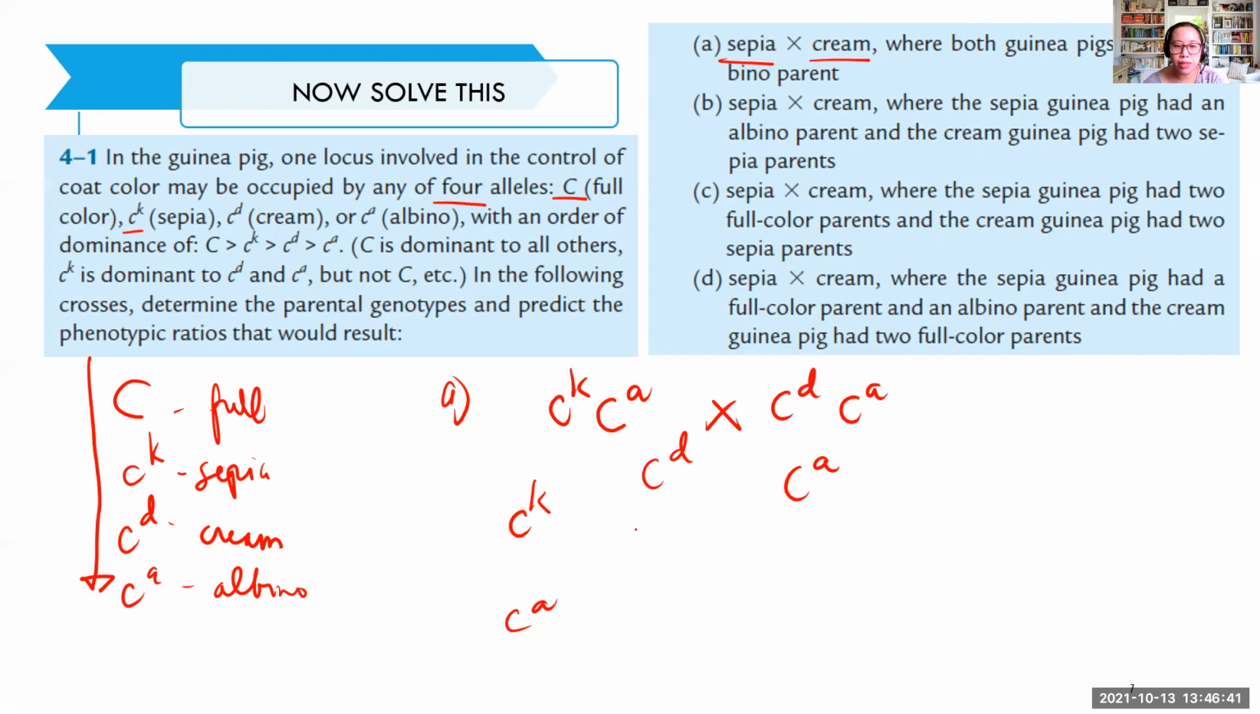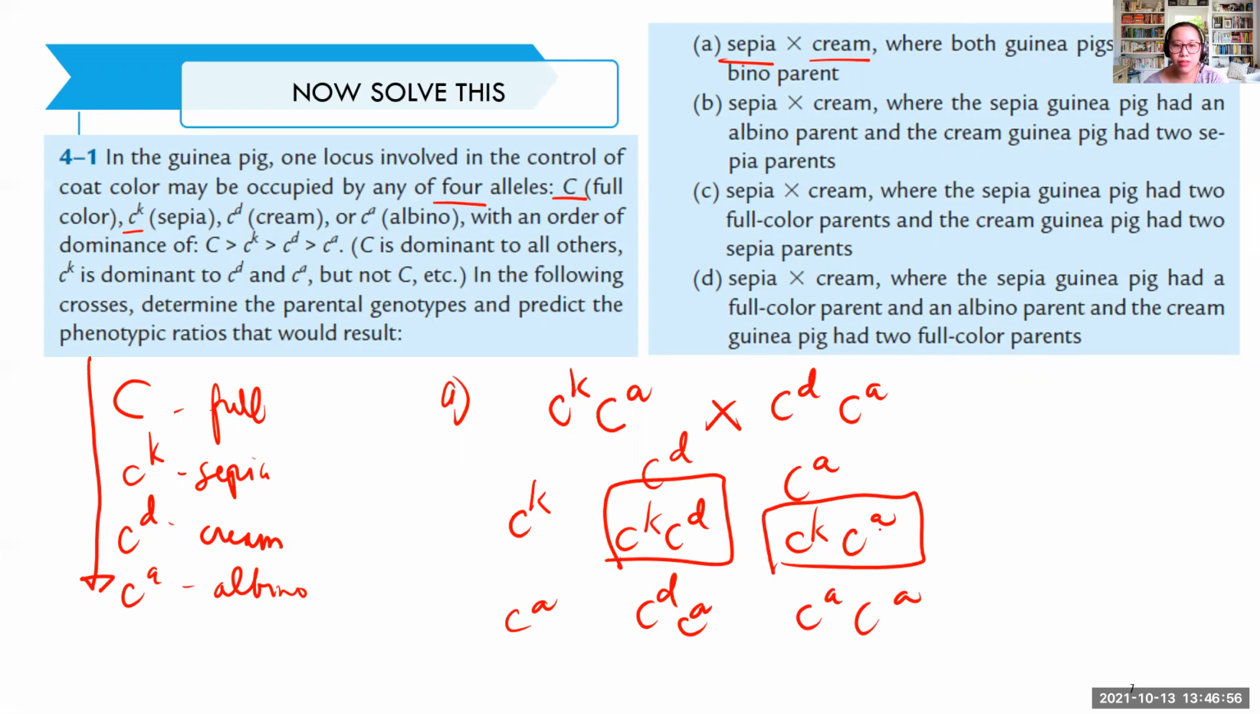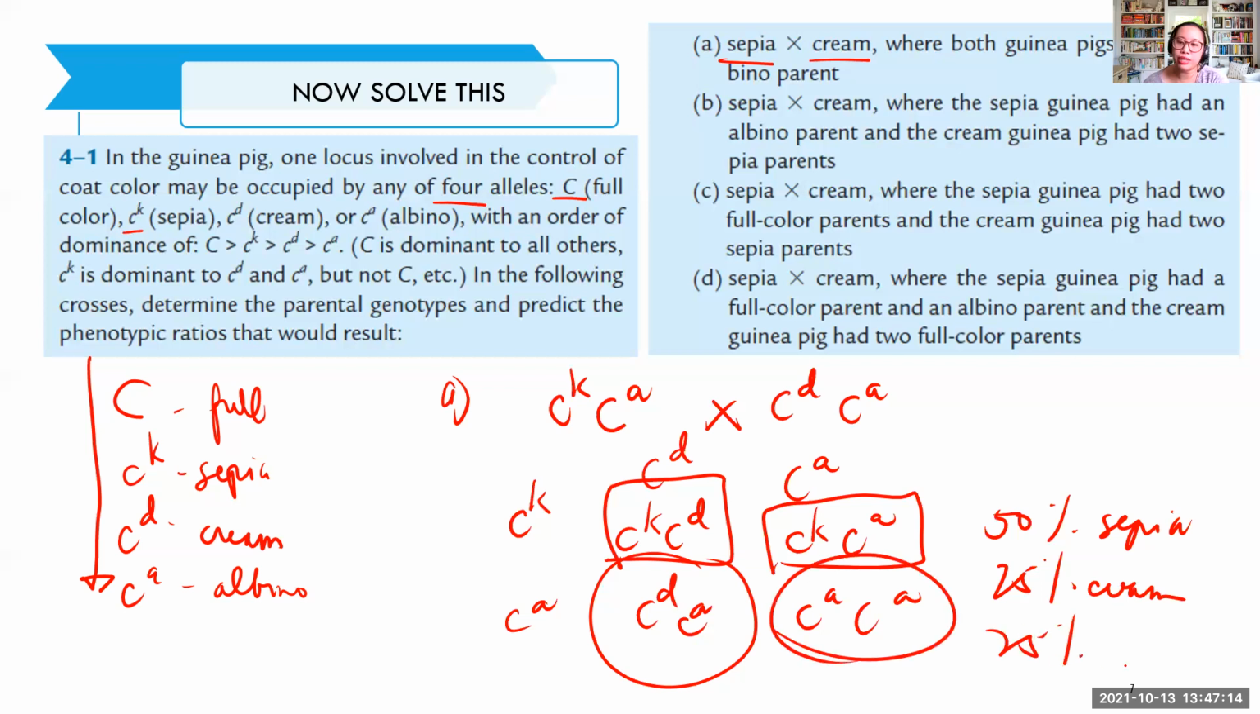So what is the probability? Always write the most dominant first so you won't get confused. So this one with the CK at the beginning, that means you have sepia. 50% or 2 out of 4 or 1 half is sepia guinea pig. And then you have CDA, that's 25% or 1/4, that's cream. And then you have also 25% or 1/4 albino. All right.